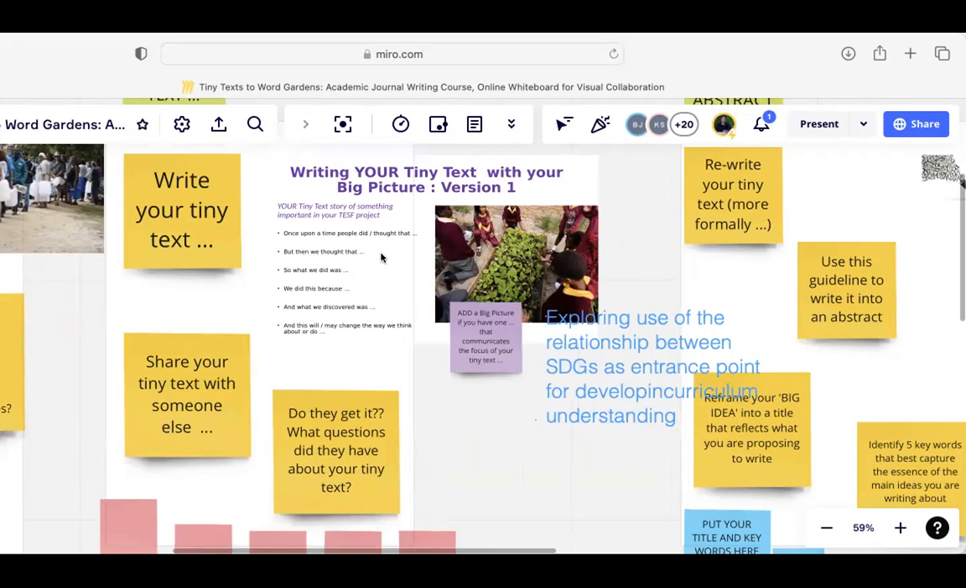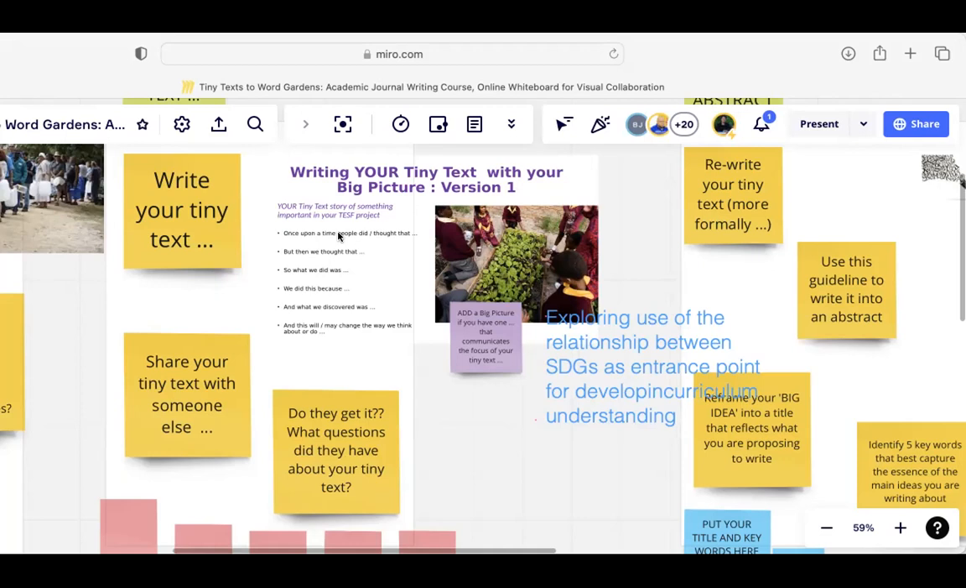And then we'll break into little groups where we'll ask you to read your tiny text to someone else or share it with someone else. If you don't want to read it, you can just tell them about your tiny text. Then we want to ask: did they get it? Did they get what you're trying to say? Did they have any questions about your tiny text? Now that is a process of beginning to author your work, the kernel of your work.